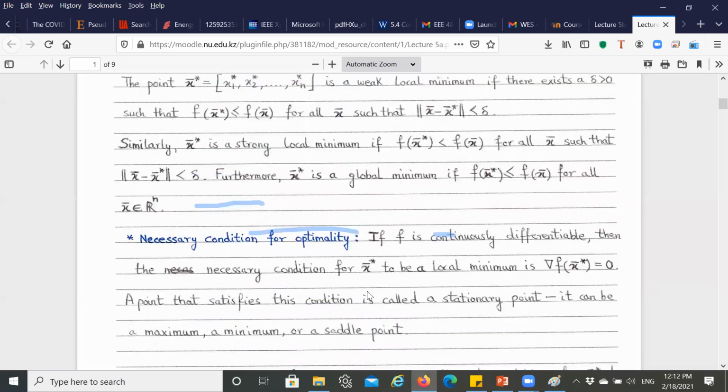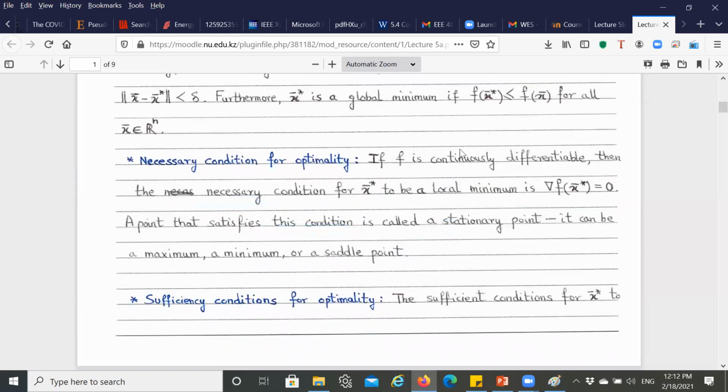And then we have the necessary condition. So the necessary condition is also given over here, that this point is said to be a local minimum if the derivative, or the gradient, at that point is equal to 0, okay? This is our critical point. So this can be a maximum, a minimum, or a saddle point.